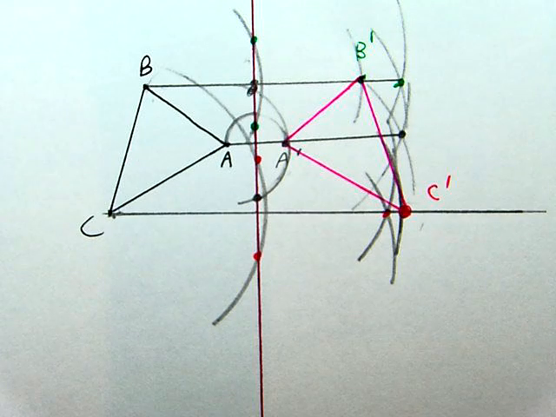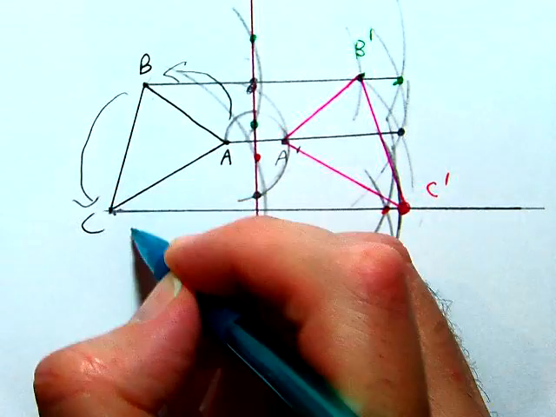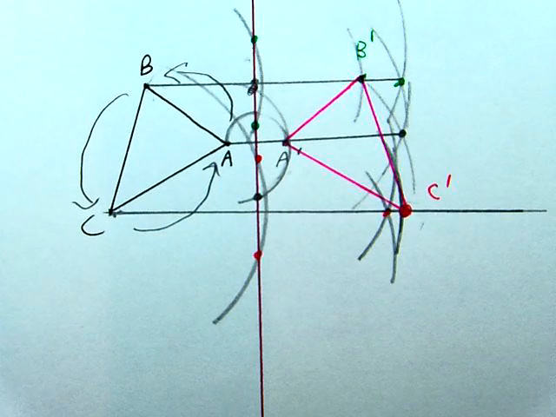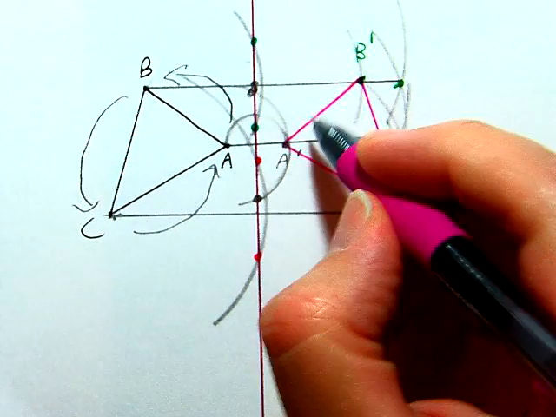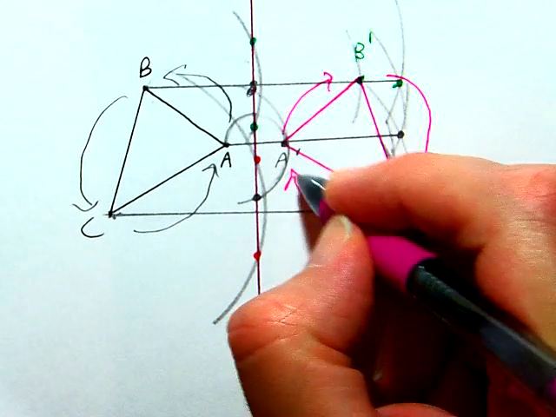ABC. As is the case, whenever we do a reflection, you'll notice that the orientation has been reversed. A to B, B to C, and C to A is counterclockwise, while we have A prime to B prime, B prime to C prime, and C prime back to A prime being clockwise.